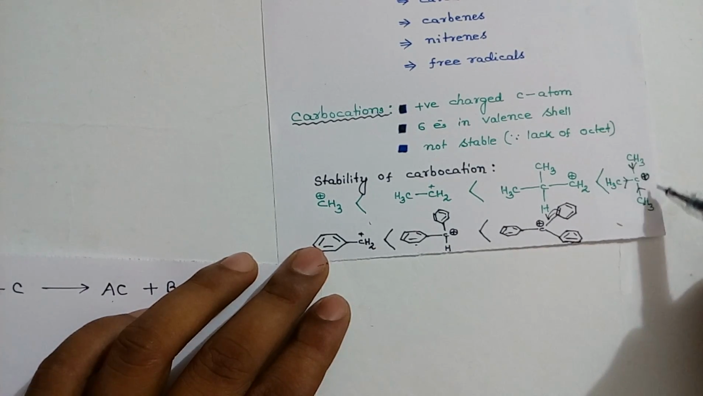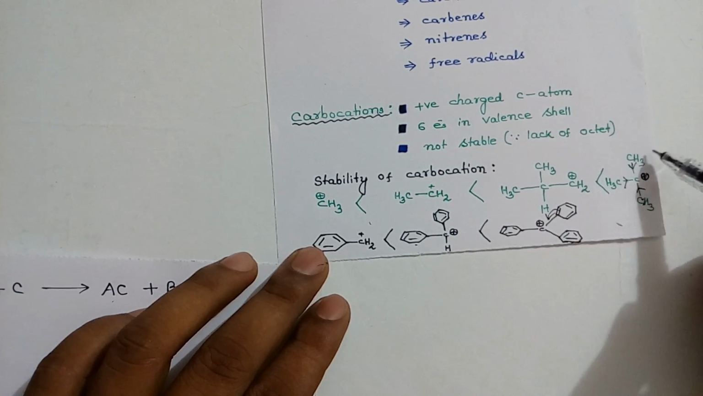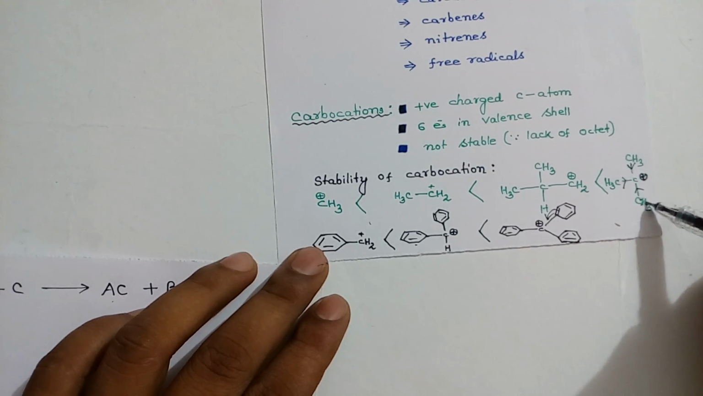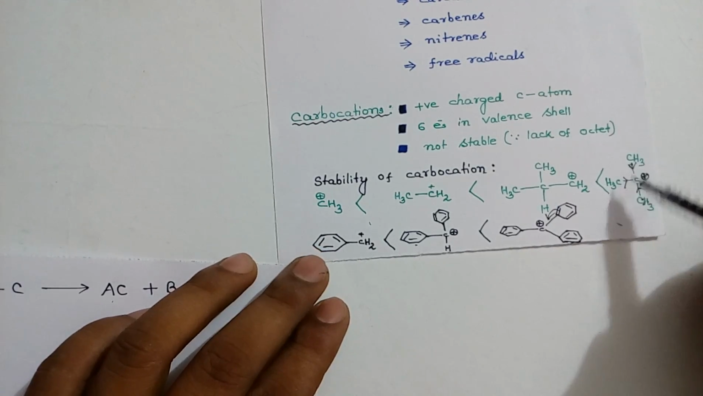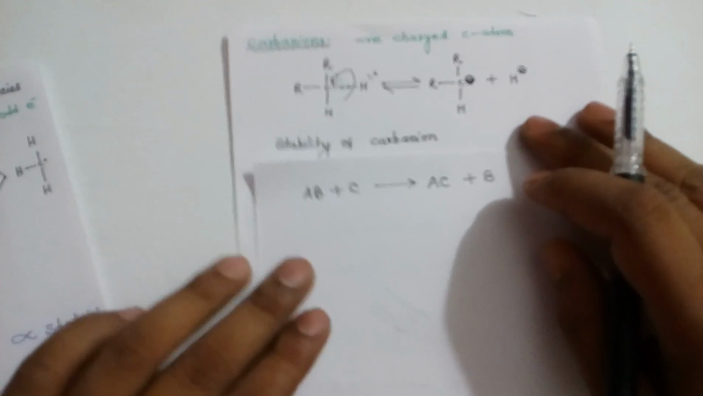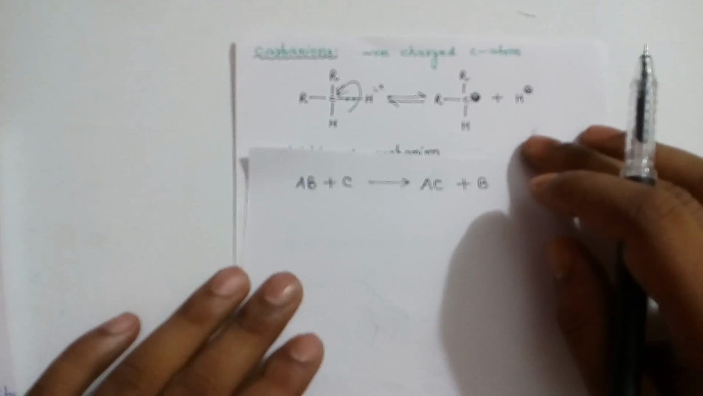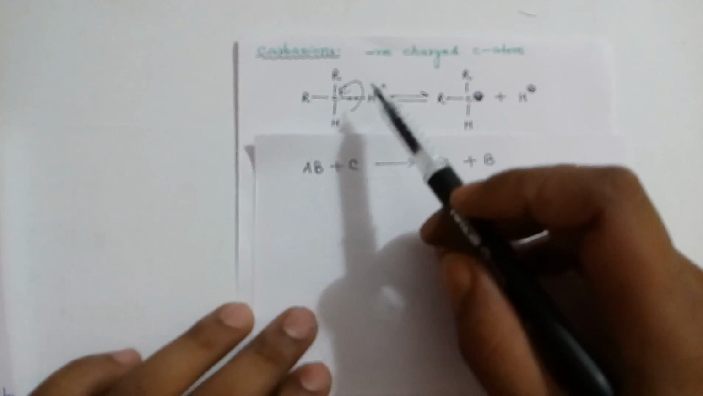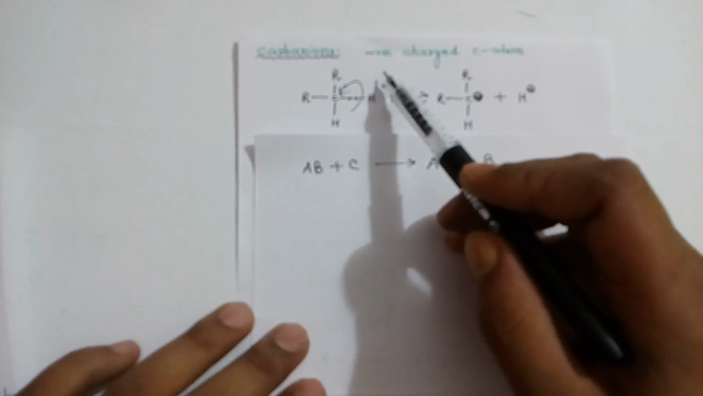Here we have more plus I inductive effect, more stable. Here we can draw more hyperconjugative structures, more stable. Coming to carbanions, carbanions are those reaction intermediates where carbon is negatively charged.